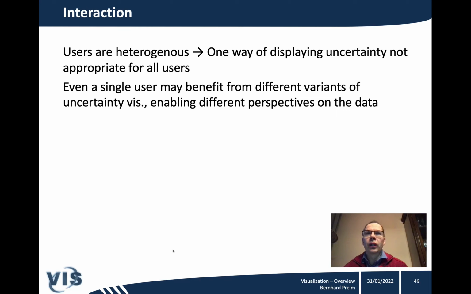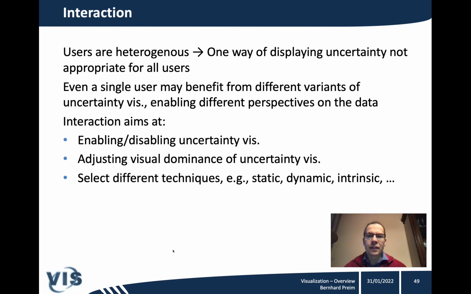These were static visualizations. I want to make you aware that, like we discussed for many other visualization topics, also with respect to uncertainty, interaction is crucial. That means users should be able to adjust how uncertainty is presented. There may be different preferences, starting with things like colors that are preferred, but maybe even more important, the amount of information that should be displayed should be adjustable. So it should be possible to disable uncertainty visualization altogether, and also of course then to enable it again.